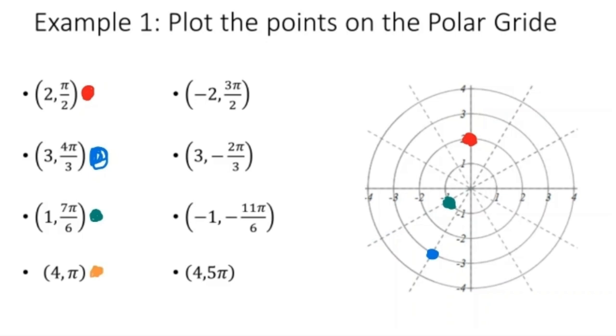Next, we'll plot (4, pi). Pi would be located along our negative x-axis, indicated in orange. Since our r is positive 4, we are going in the direction of our terminal side, 4 units away from our center. And there's our point in orange.